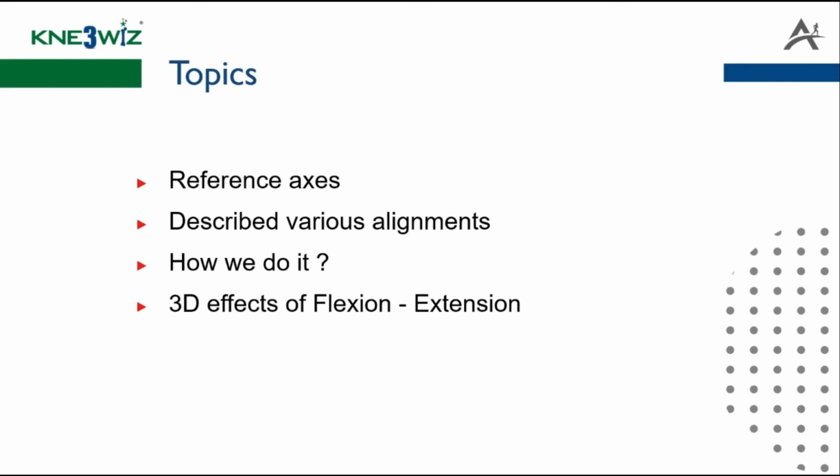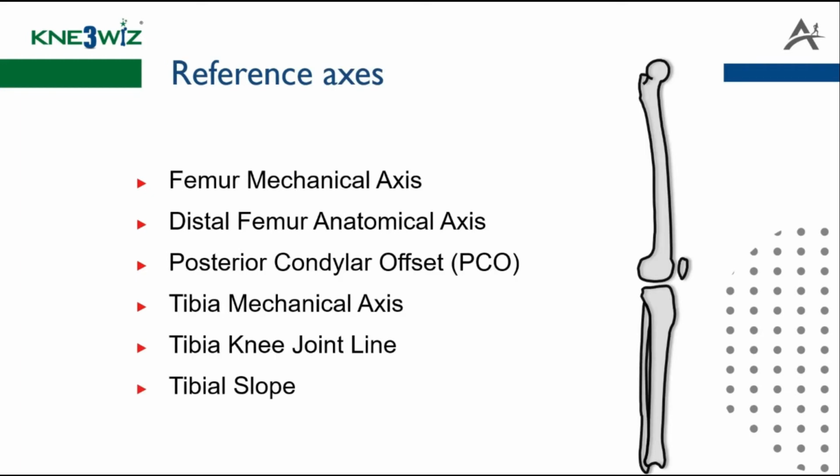The reference axes important for sagittal plane planning are femur mechanical axis, distal femur anatomic axis, posterior condylar offset, tibia mechanical axis, tibia knee joint line, and the tibial slope.